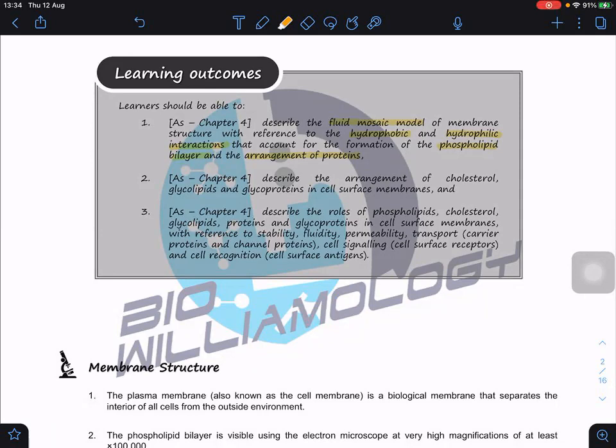Second part, we're going to look at the arrangement of the cholesterol molecule, glycolipids, glycoproteins, and proteins in the cell surface membrane. We need to know the role of each of them: phospholipid, cholesterol, glycolipids, protein, and glycoprotein in the cell surface membrane. Particularly, we refer them to stability, fluidity, permeability, transport, cell signaling, and cell recognition. So a lot of things we're going to learn under this part. For today we only enter part 1. We're going to have part 2 in the next lesson.